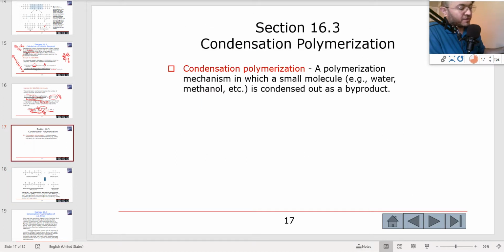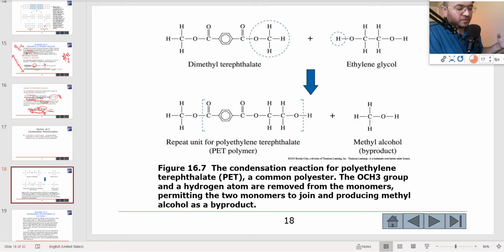When we have condensation, something like water, methanol or ethanol is released. Again, in this reaction, when these two things touch each other, something is released. In this case, CH4O is released, which is methyl alcohol. When this combination happens, this is removed, and this side here would be attached to this side here, to here.